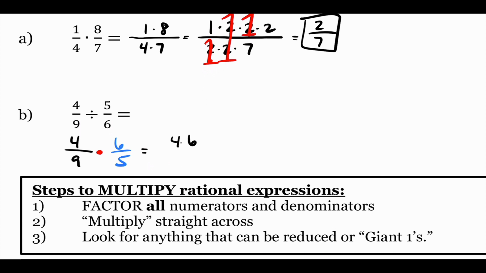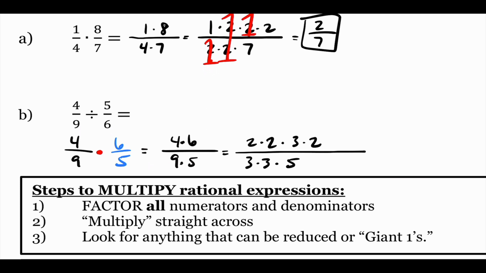So I get 4 times 6, and I get 9 times 5. Break them down. 4 is 2 times 2. 6 is 3 times 2. The bottom, 9, 3 times 3. And 5 is just 5 times 1.